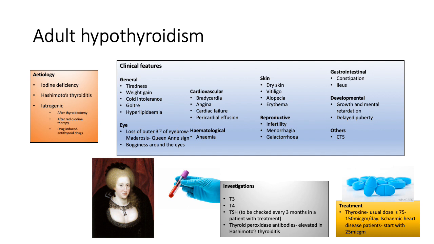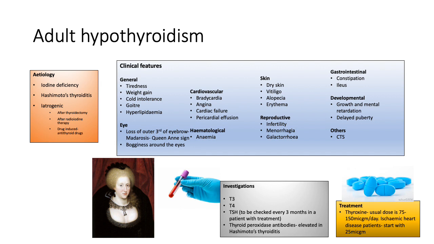Adult hypothyroidism is due to two main causes. They are iodine deficiency and Hashimoto's thyroiditis. There are iatrogenic conditions such as thyroidectomy, radioactive iodine, and antithyroid drugs that also cause hypothyroidism in adults. Most of the systems are affected due to the low basal metabolism. Patients will present with tiredness, weight gain, cold intolerance, goitre, and hyperlipidemia as general presentations.